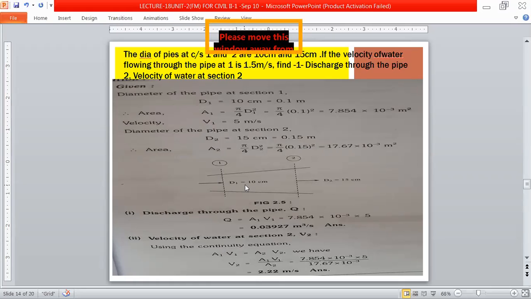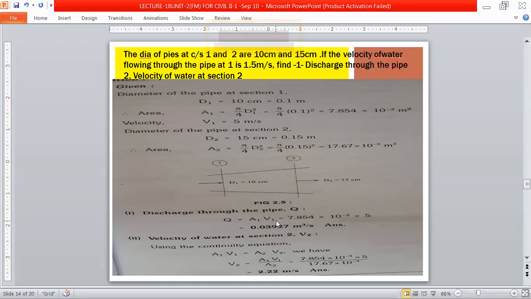Now, what is the thing you have to find? The discharge through the pipe. What is the discharge at pipe section 2? Now, the discharge formula, as we said before in the continuity equation, is Q is equal to A V. That is what we said.